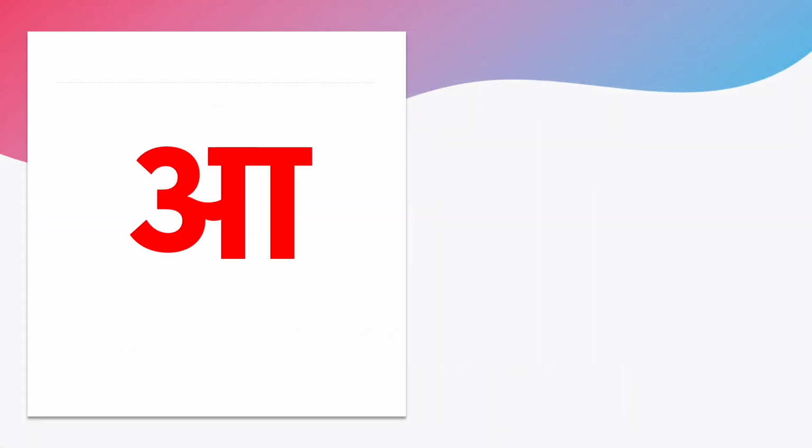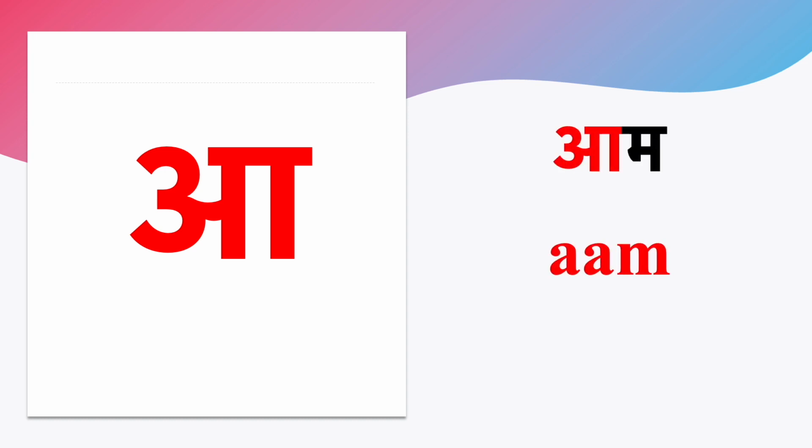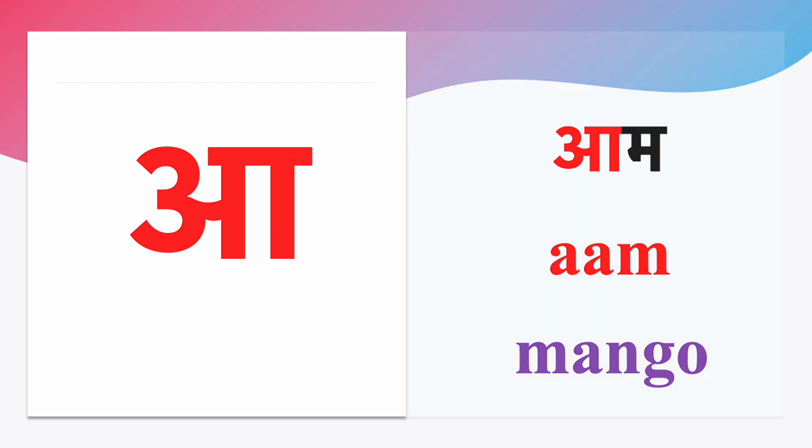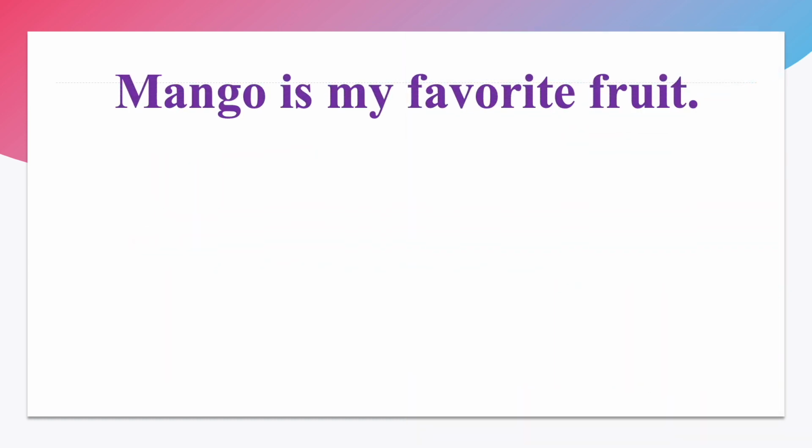The second alphabet is A, and the first word with A is aam, which in English means mango. Mango is my favorite fruit.